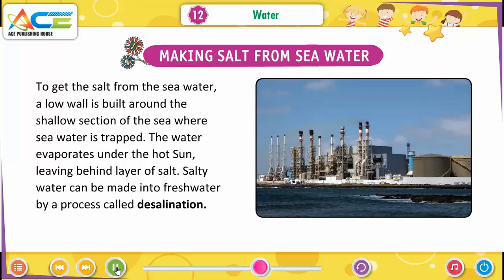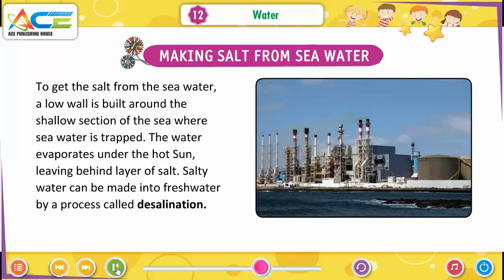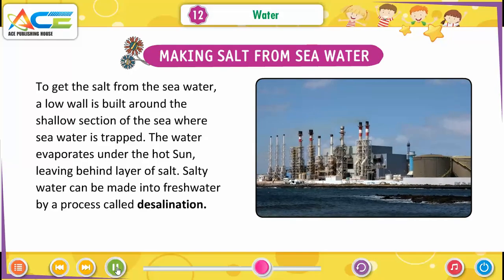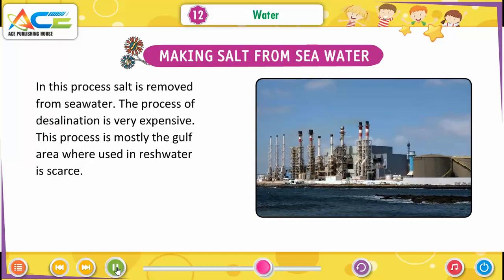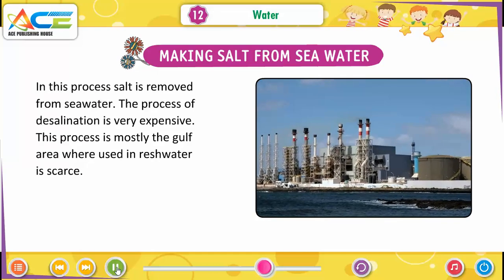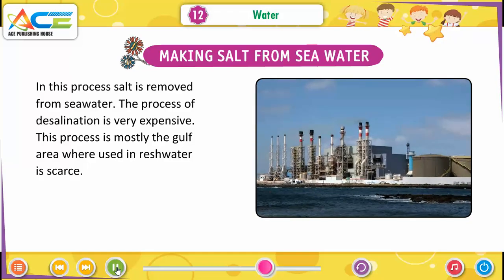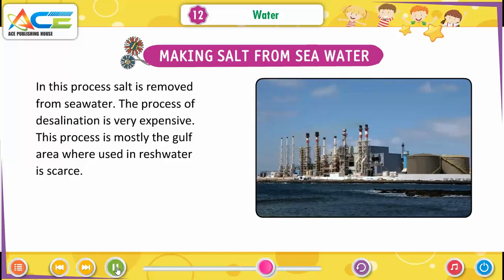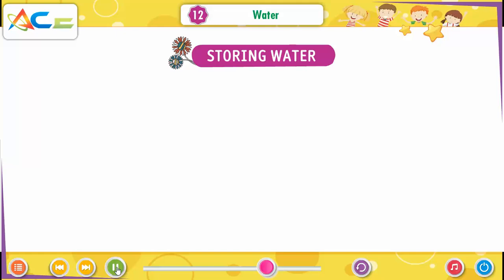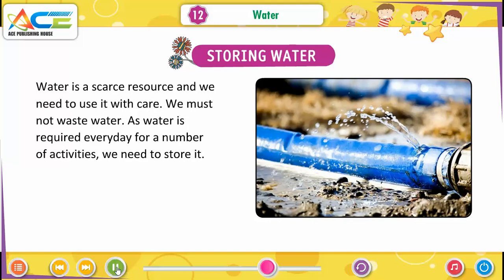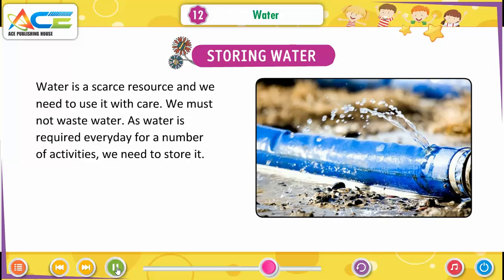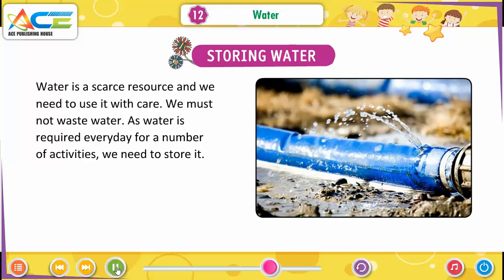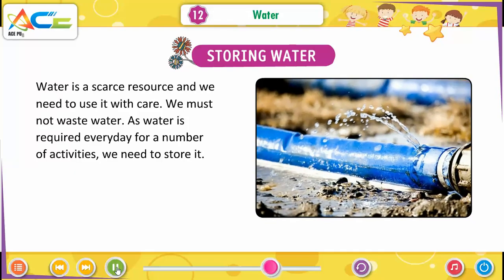Salty water can be made into fresh water by a process called desalination. In this process, salt is removed from seawater. The process of desalination is very expensive. Storing water. Water is a scarce resource and we need to use it with care. We must not waste water.